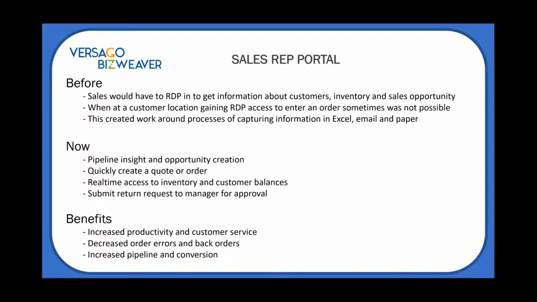Also, the back orders have decreased because of the inventory visibility. Knowing what you have in stock before entering orders has really helped cut down on back orders. And our customers seen an increase in revenue, and this is because of the increase in pipeline activity and conversions, because the sales reps have a simple platform for them to be able to enter the information, see the information, the KPIs. When they log in every single time, they're going to see their KPIs.